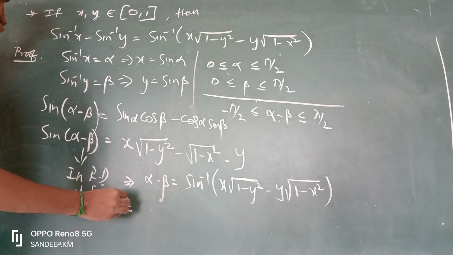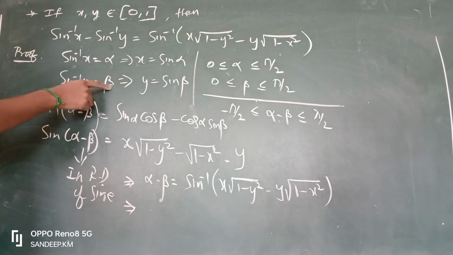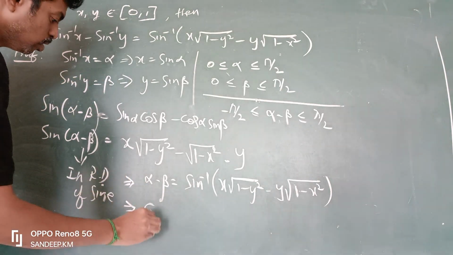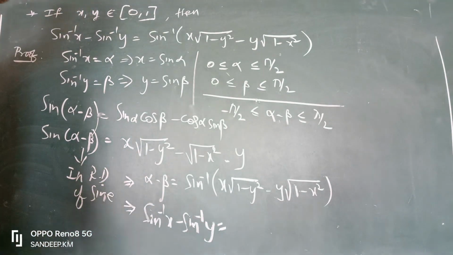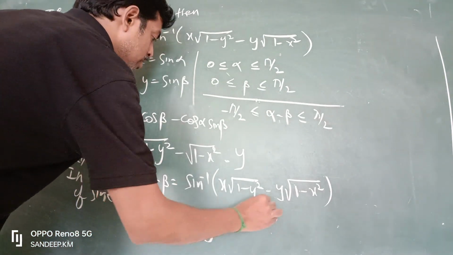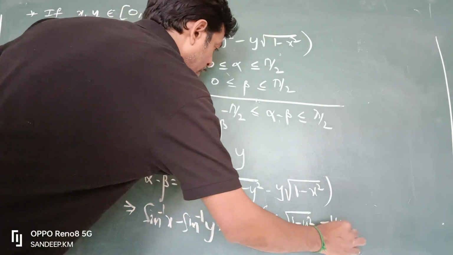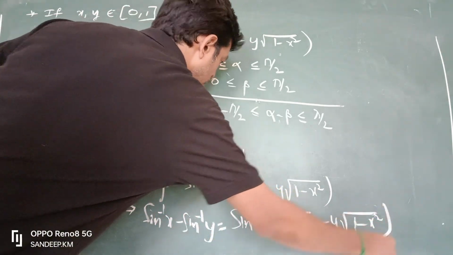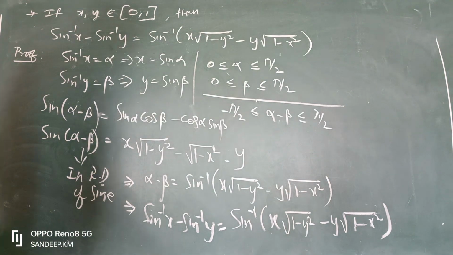And alpha means sine inverse x, beta means sine inverse y. Substitute. So sine inverse x minus sine inverse y is equal to sine inverse of x into root of 1 minus y square minus y into root of 1 minus x square. So I hope you understood the proof.